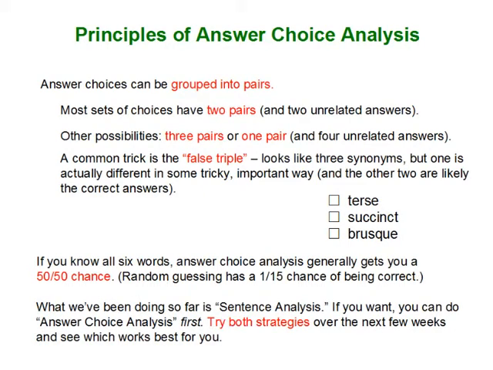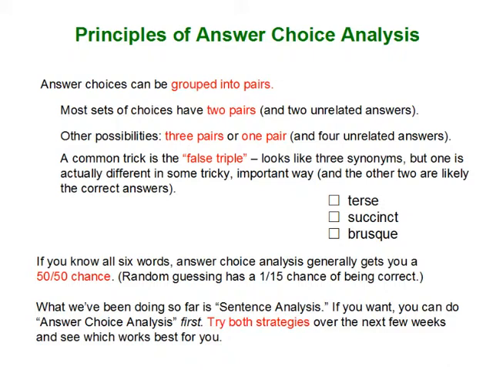So what we've been doing up to now is sentence analysis. And if you want to, I do want to make it available as an option to do answer choice analysis first, because it can be that powerful of a tool. It doesn't have to be a backup strategy. It can actually be your primary strategy. But I kind of like to look at it like dribbling right-handed or dribbling left-handed in the game of basketball, and it's good to be able to do both.